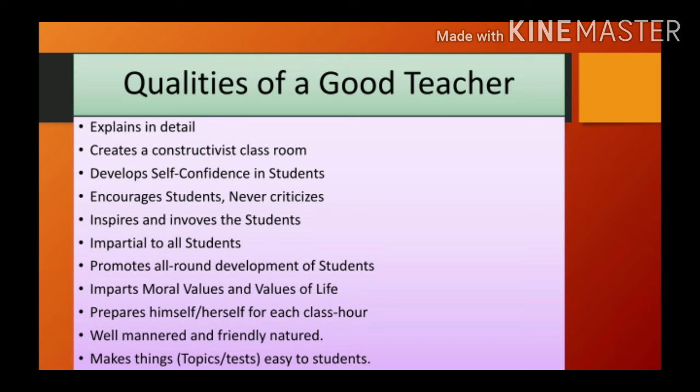Let's see the next point. The good teacher develops self-confidence in students. The good teacher encourages students and he never criticizes them. The good teacher inspires and involves the students in the teaching learning process. The good teacher is impartial to all the students. The good teacher promotes all-round development of the students. The good teacher imparts moral values and values of life.